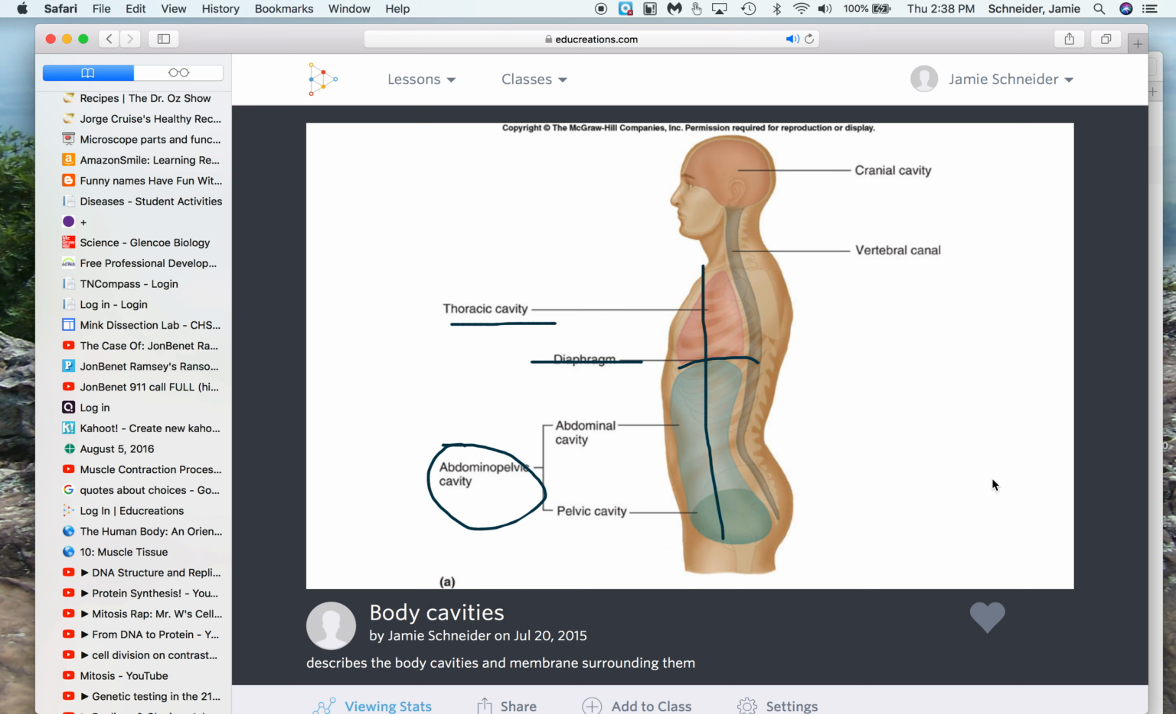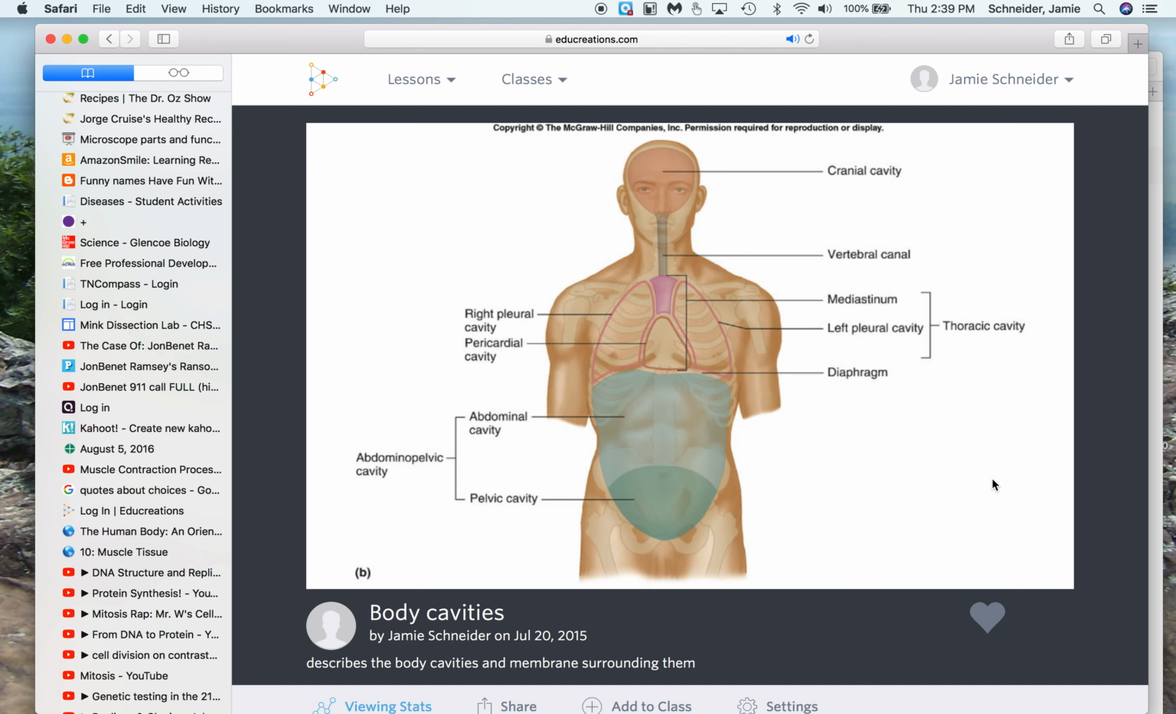We're going to move to an anterior view in just a second, but I want to be sure that everybody understands there's two main cavities, the dorsal or posterior cavity, which contains the cranial cavity and vertebral cavity, and then the ventral or anterior cavity, which contains the thoracic and the abdominopelvic, which also contains the abdominal cavity and the pelvic cavity. Okay, let's look at another view.